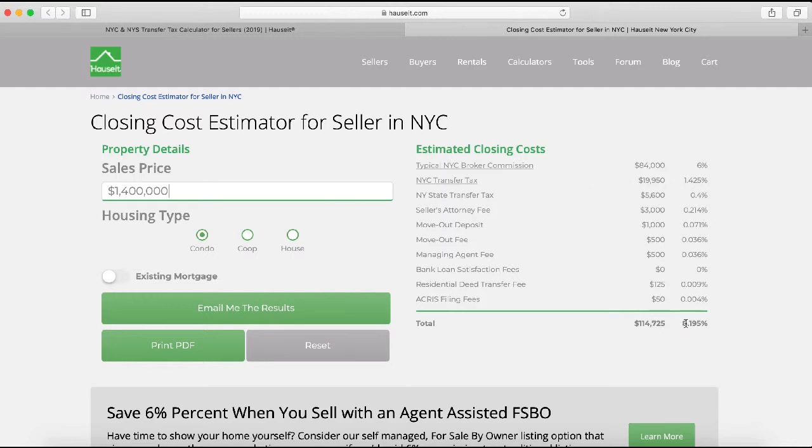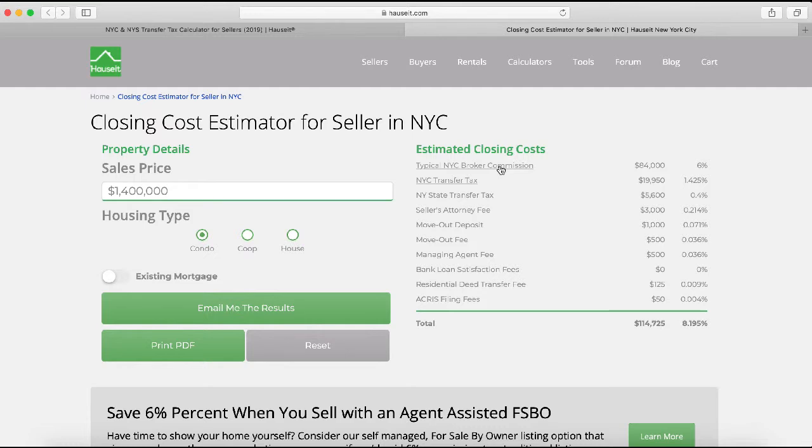So the total closing costs are going to be over 8%, a lot of money, obviously. The transfer taxes are here. These are the ones we calculated on the other calculator. And as you can see, the bulk of the closing costs really come in the form of the broker commission. Commissions are really high in New York City. They've been high for a very long time.